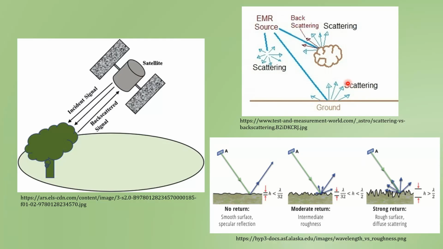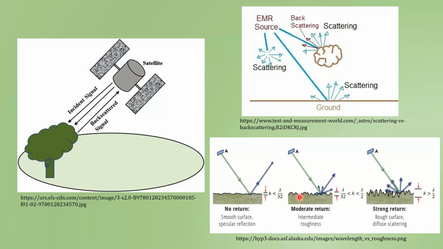Scattering is the reflection of the waves in any direction, while backscattering is the reflection of the wave back to the direction from where it is coming. So, depending upon the surface on which this electromagnetic radiation or signal is incident, the sensor may or may not receive the backscattered signal. Because if the surface is very smooth, there will be specular reflection, meaning this electromagnetic radiation will be reflected in the opposite direction. So there will be no return, meaning the sensor will not receive any backscattered signal.